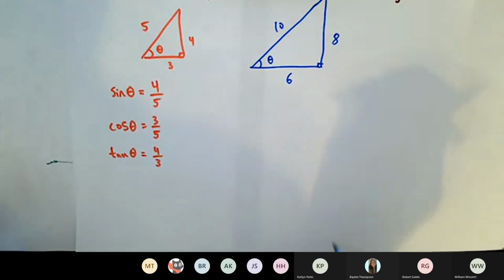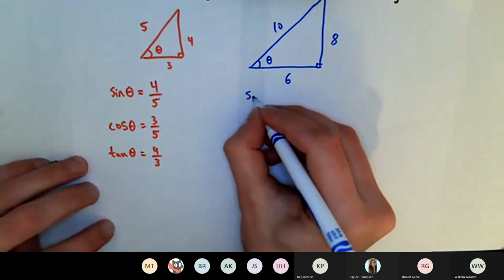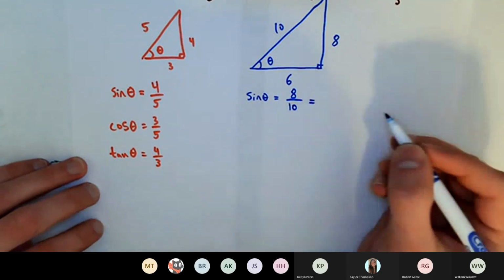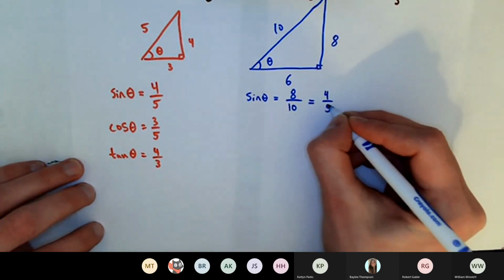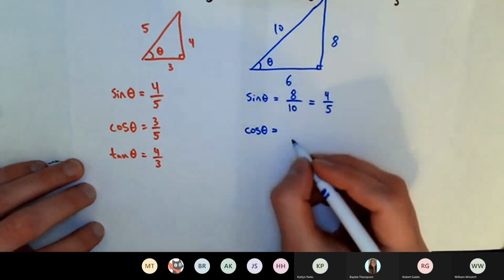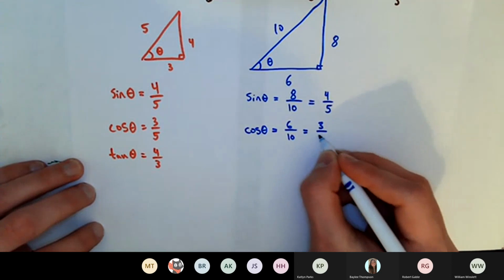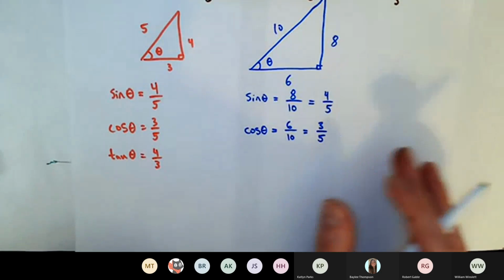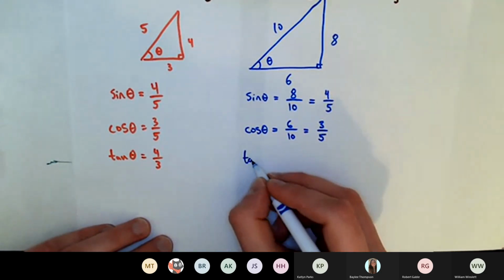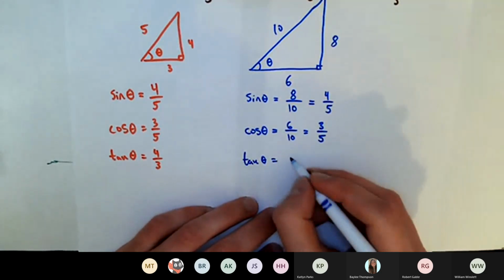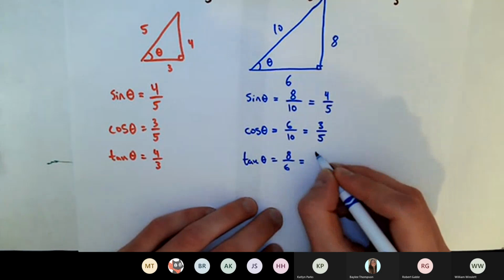Okay. For the blue triangle, what will these end up being? Sine of theta is 8/10. But what is 8/10 reduced to? 4/5, right? Cosine of theta is 6/10, adjacent over hypotenuse, which also reduces to 3/5. And then tangent is opposite over adjacent, that's 8/6. But if I reduce that, I'm getting 4/3.